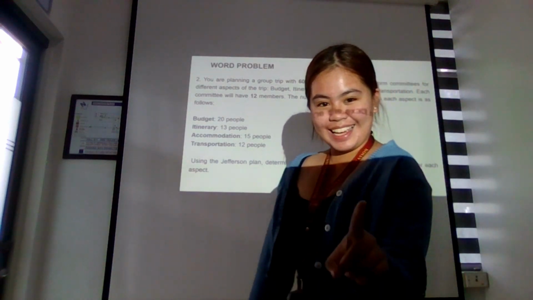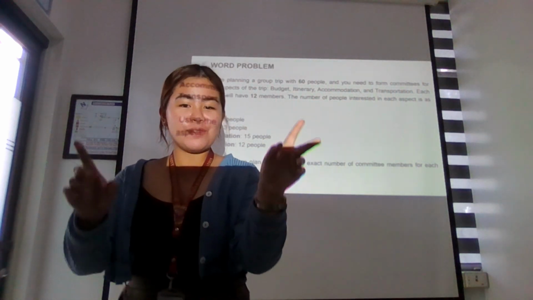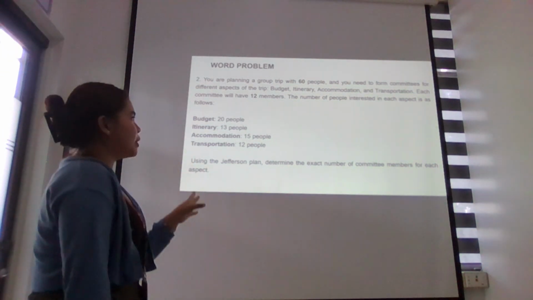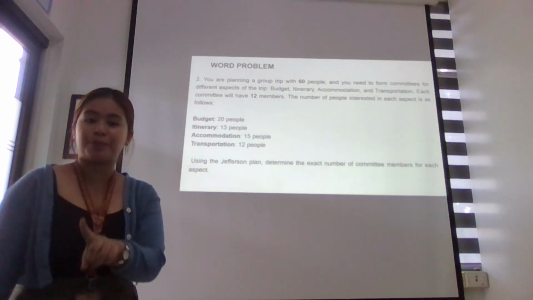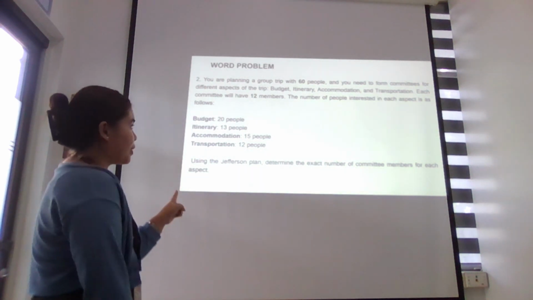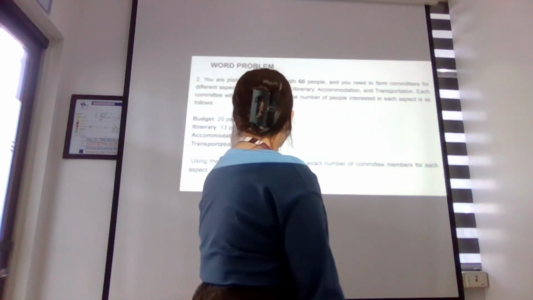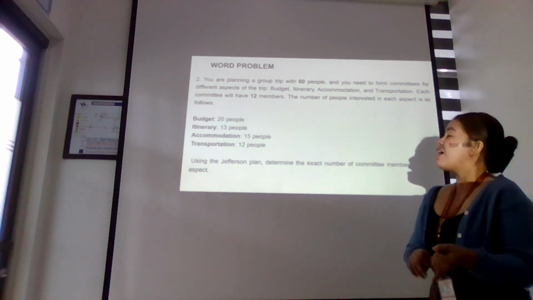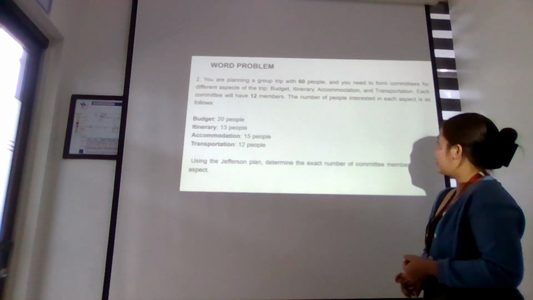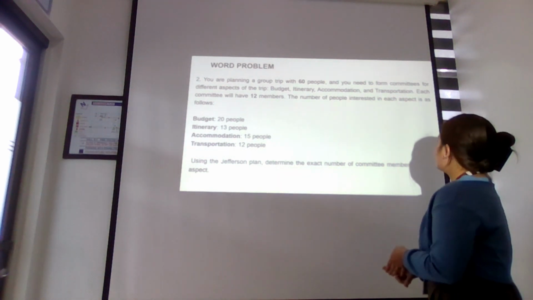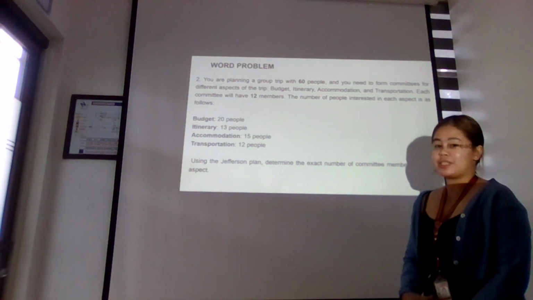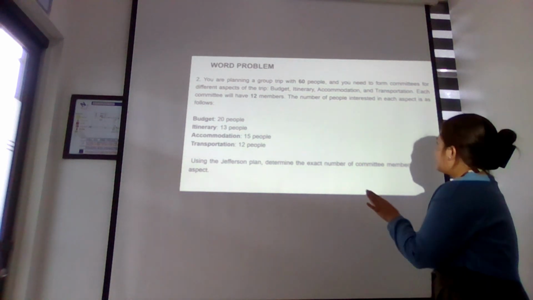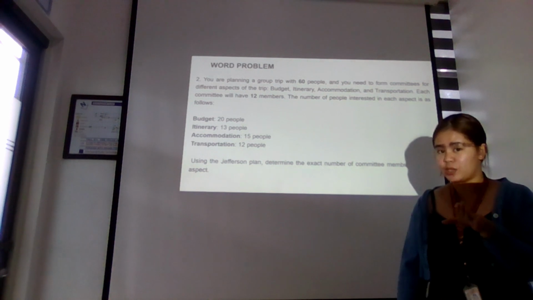Do you find it easy? Now, let us solve our problem number 2. So you are planning a group trip with 60 people. So 60 people is our total population. And you need to form committees for different aspects of trip, which has budget, itinerary, accommodation, and transportation. So each committee will have 12 members. So the number of people interested in each aspect is as follows.